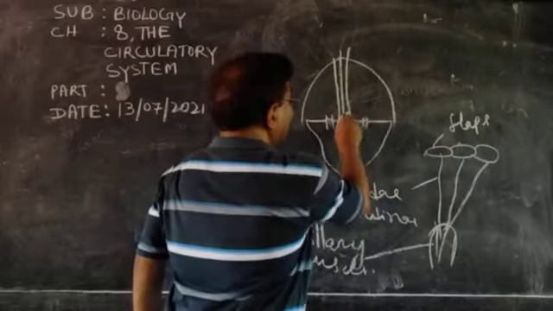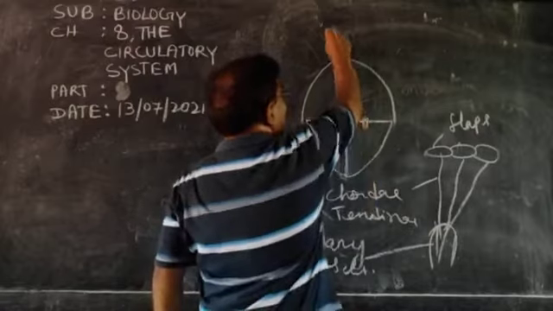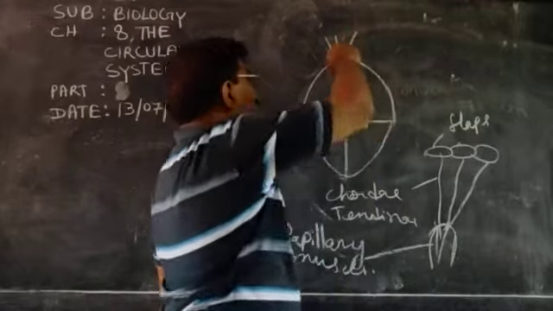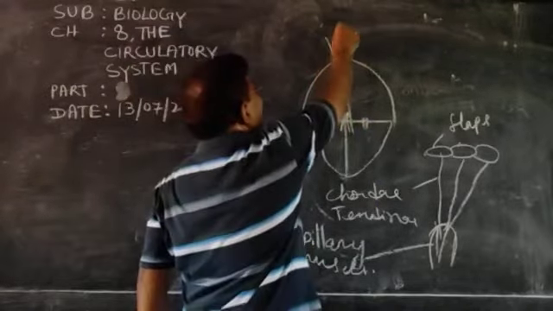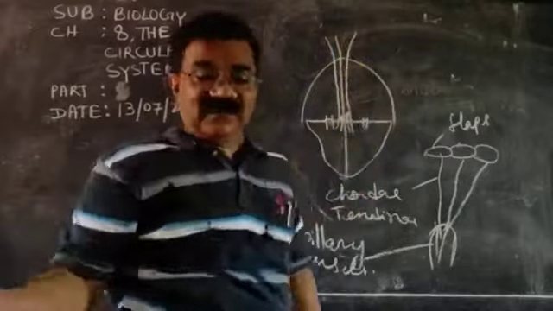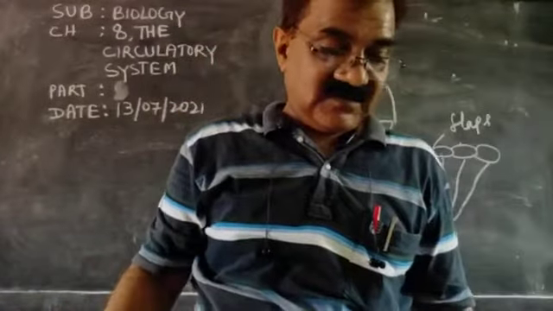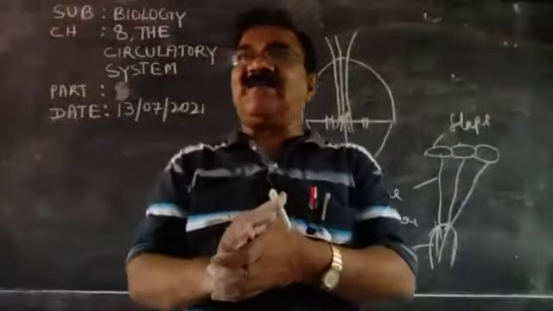Then here it will get a clear passage, and through the semilunar valves, the pulmonary artery and the aorta, the blood will come out. Very clear. Now coming to the heartbeat.